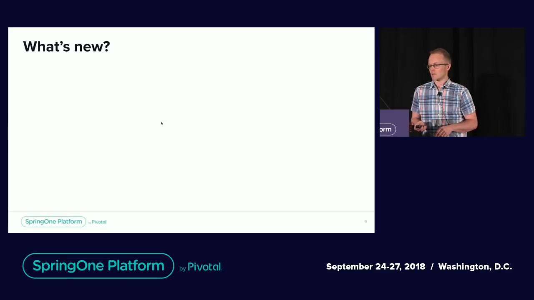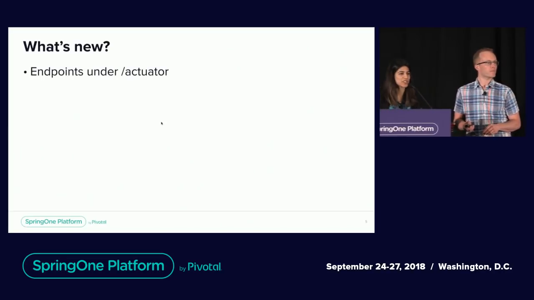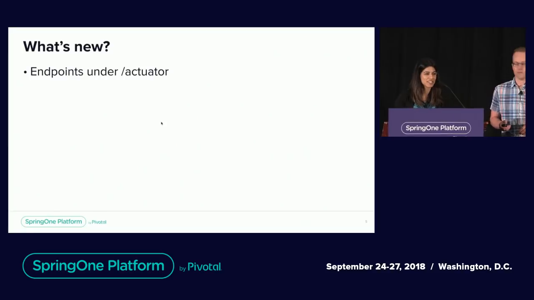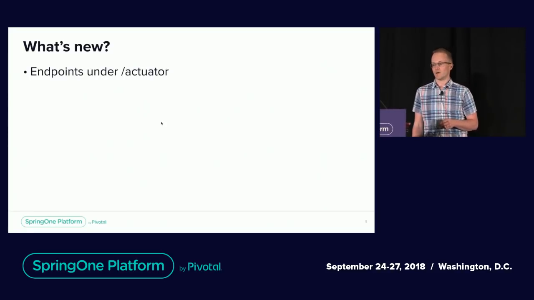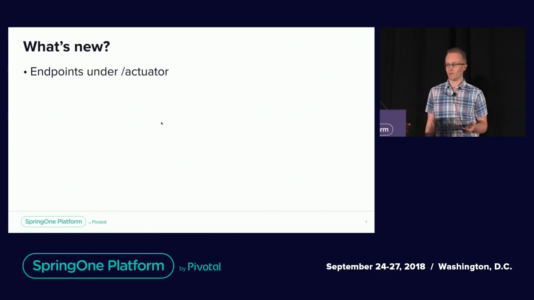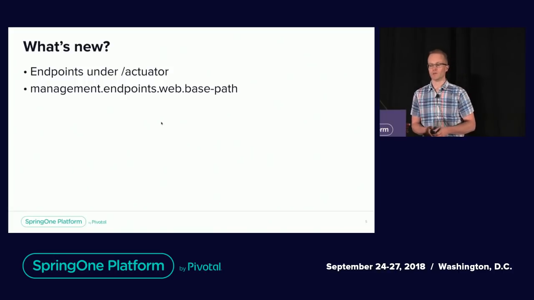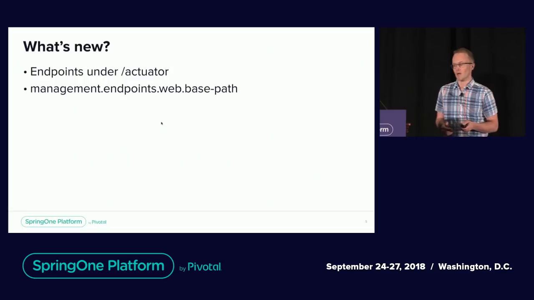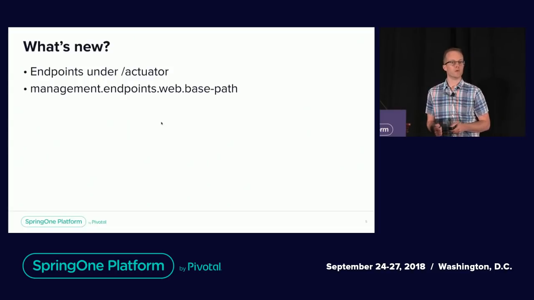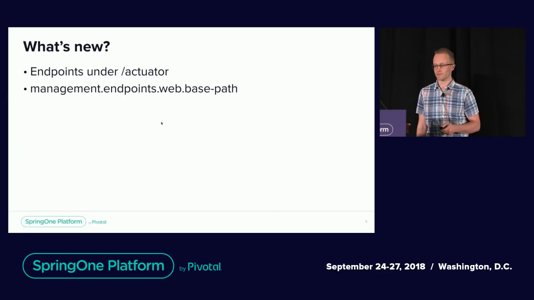All right. There's a question, but maybe we can take questions later because we have a lot to cover. Okay, so what's new? Endpoints are all under /actuator by default. You can move them, should you wish to do so, using the management.endpoints.web.basepath property. You can set that to / if you want to move everything to the root, or you can set it to admin or management or whatever might be appropriate for your environment and where you expect to find that sort of information.